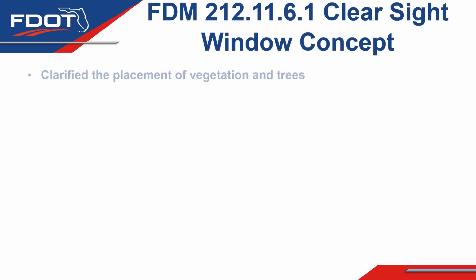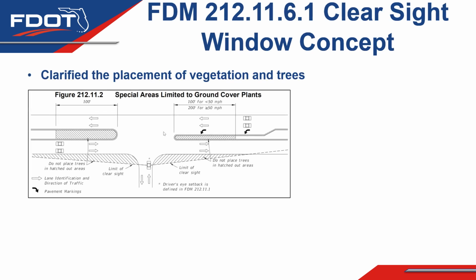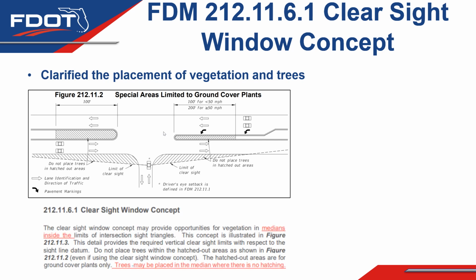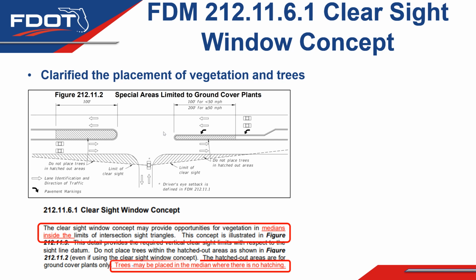This change was made based on questions we have received regarding placement of trees on roadways. So in the Clear Site Window concept section, we modified the language to provide clarification on the placement of vegetation and trees regarding clear site triangles.